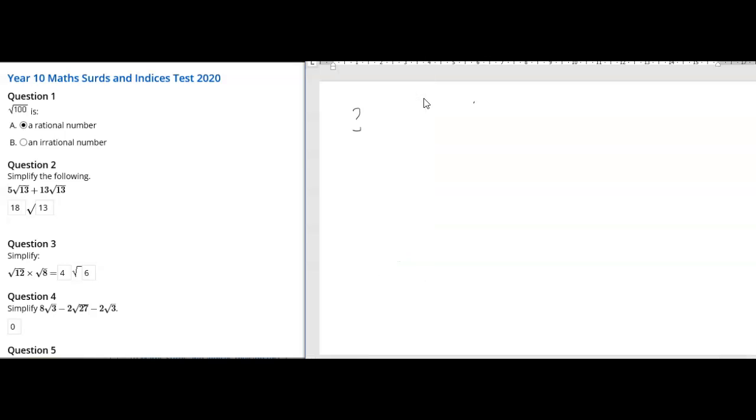Okay, so question 3. Square root of 12 times the square root of 8. So basically, when we're multiplying, it's a lot easier. They don't have to be like surds, but you do need to know how to multiply. So what is 12 times 8? Now, if you have trouble, I just separate it. 10 times 8 is 80. 2 times 8 is 16. So together, that's 96.